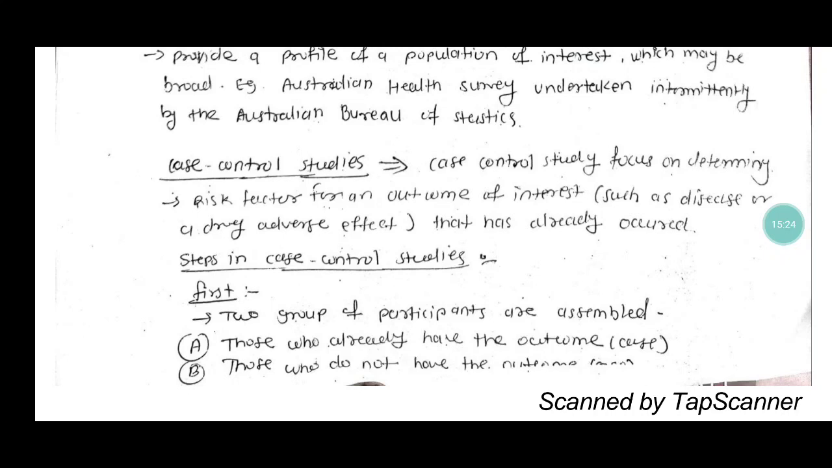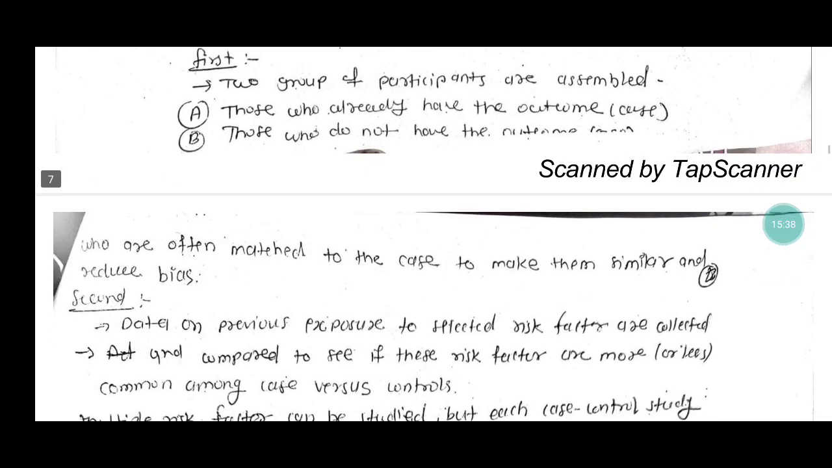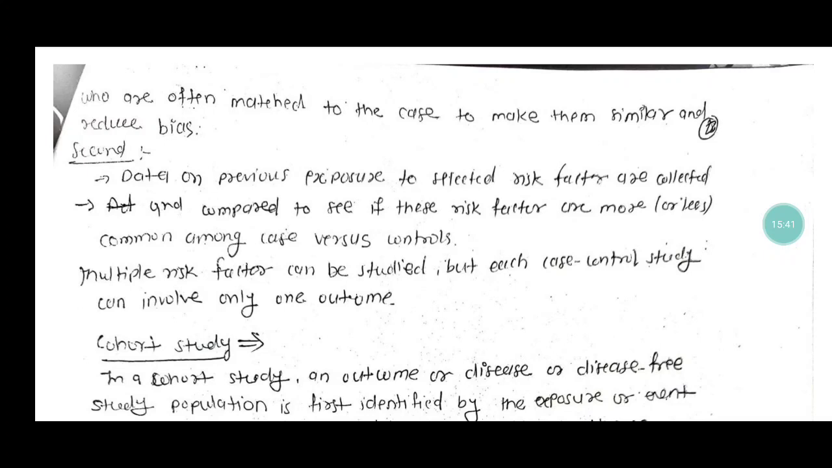The steps involved in case control studies: first, two groups of participants are assembled, those who already have the outcome (cases) and those who do not have the outcome (controls), who are often matched to the cases to make them similar and reduce biases. Second, the data on previous exposure to the risk factor are collected and compared to see if the risk factors were more common among the cases versus the controls.